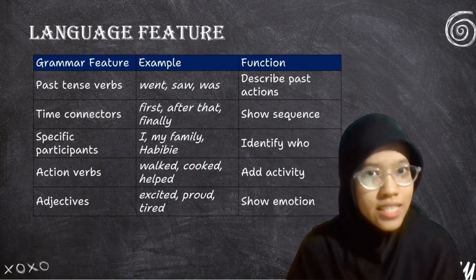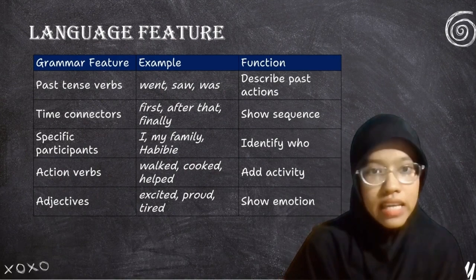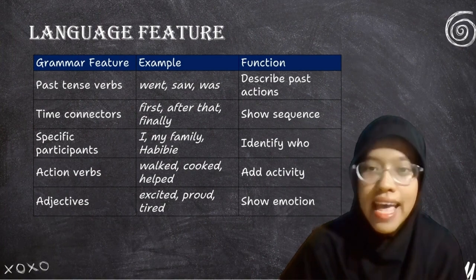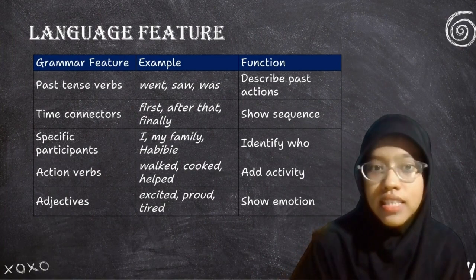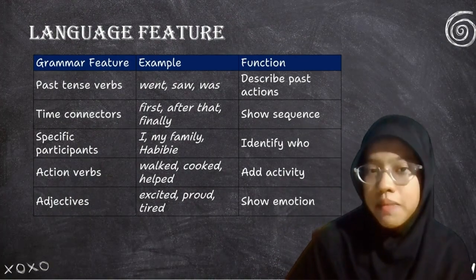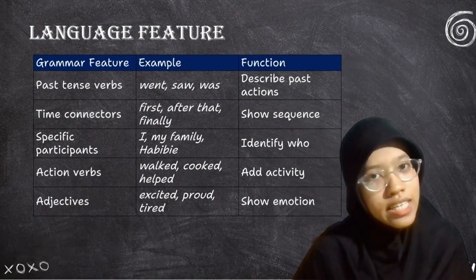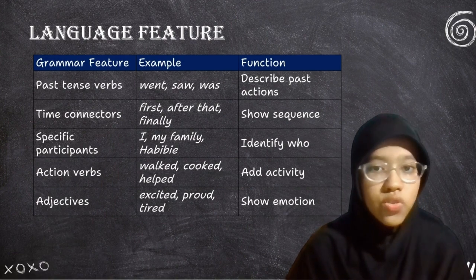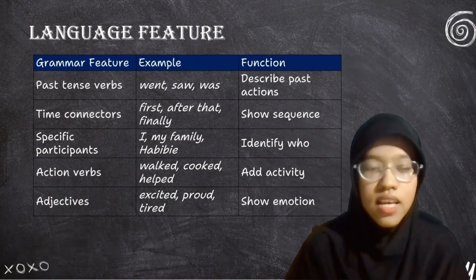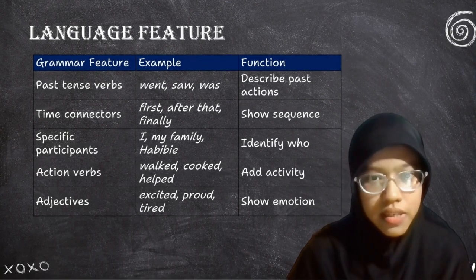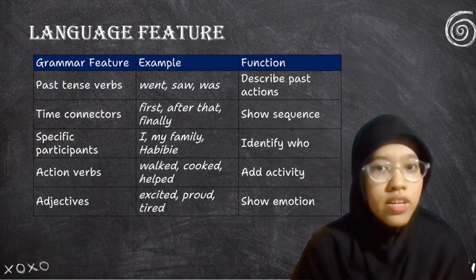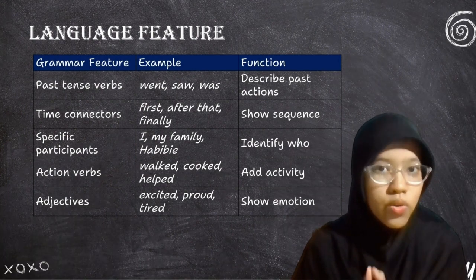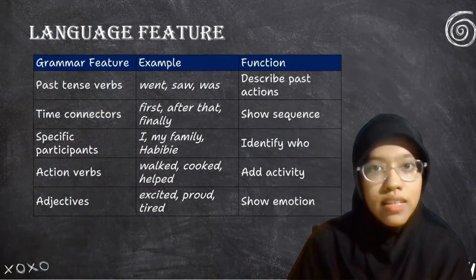First is the past tense verb. For example, went, saw, was, etc. The function is to describe the past action. Next is time connectors. For example, first, after that, finally, etc. The function is to show the sequence of the text. Next is the specific participant. For example, I, my family, Habibi, etc. The function is to identify who you will tell about in the text.